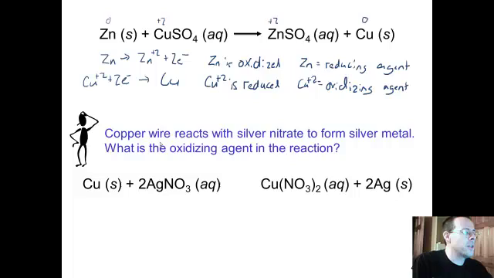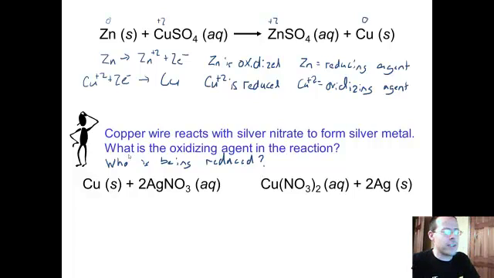The way this might look would be something like this. Copper wire reacts with silver nitrate to form silver metal. What is the oxidizing agent in the reaction? Another way to read this question is, who is being reduced? Alright? Because the agent does the exact opposite of what we are really asking. So, what is the oxidizing agent in the reaction is the same as answering who is being reduced.